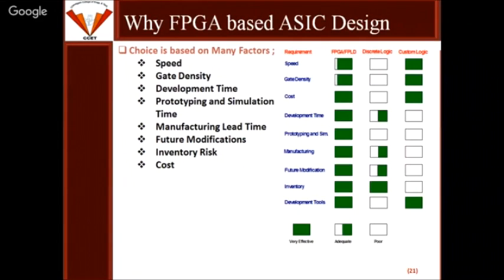If we compare FPGA based ASIC design, there are three different logics: FPGA, discrete logic, and custom logic. If you compare on the basis of the following parameters, you can see that FPGAs provide a much more effective type of configuration in comparison to the discrete and custom logic designs.